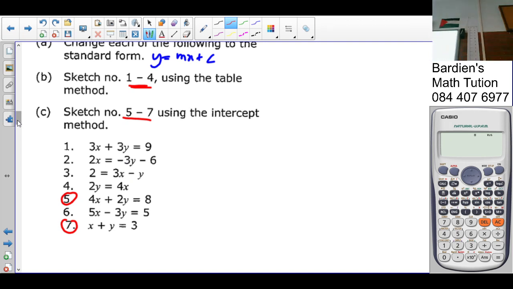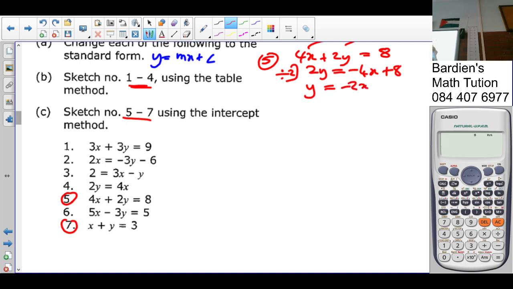So if you're looking at number 5, you get that in the standard form first. You've got 4x plus 2y equals 8. So what must we do? We must make y the subject of the formula. You've got 2y is equal to negative 4x plus 8. Now I divide by 2. So y is equal to negative 2x plus 4. You all okay with that?